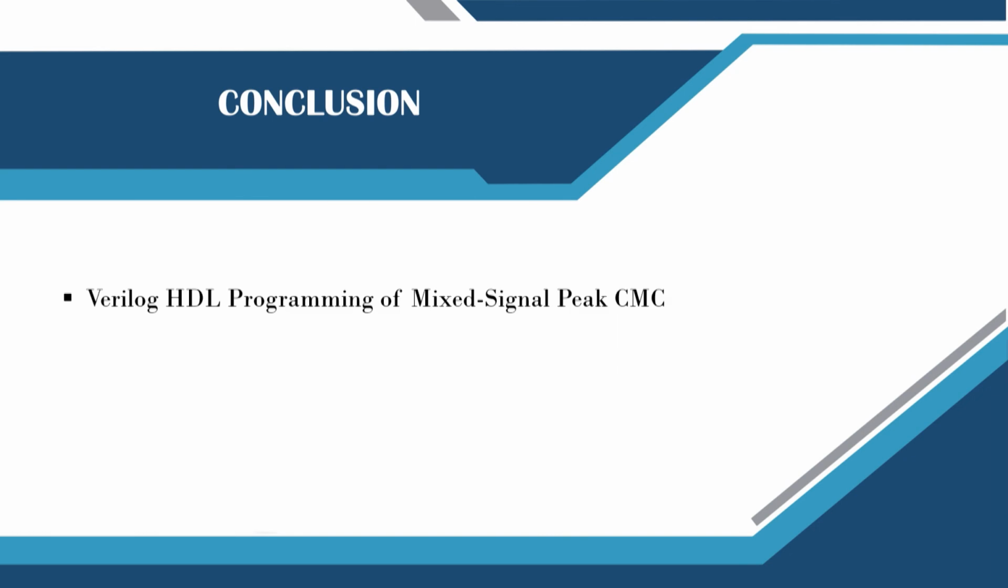So, in summary, we have discussed Verilog HDL programming of mixed signal peak current mode control. We have discussed Verilog HDL programming of digital PI controller. So, in the next lecture we want to show some experimental results of this mixed signal current mode control.